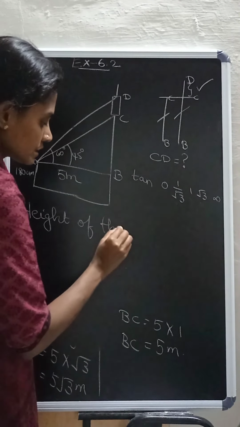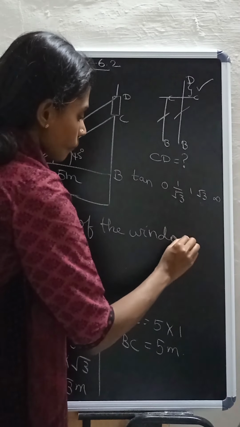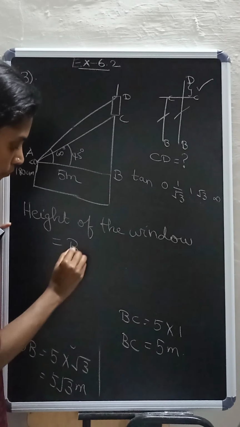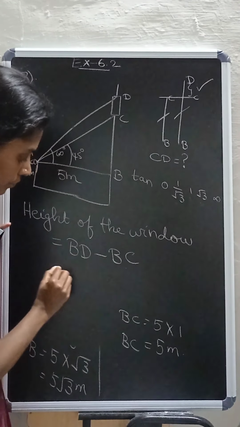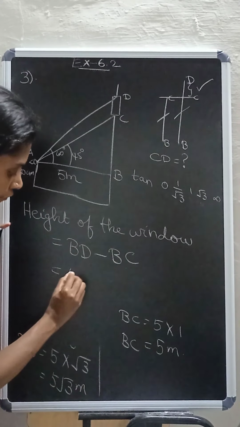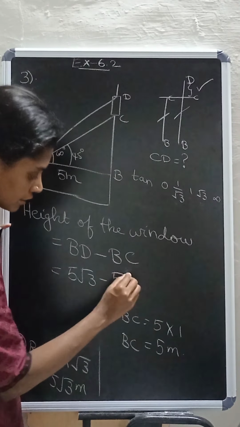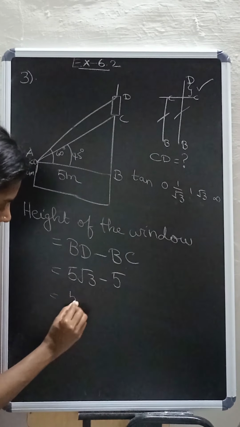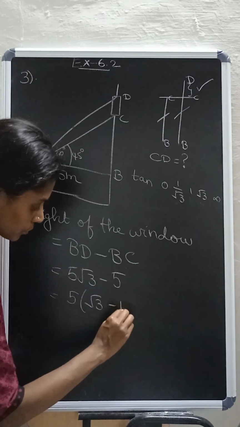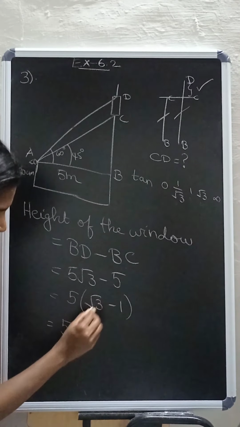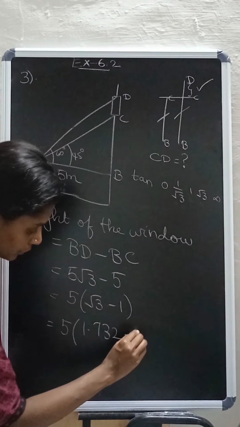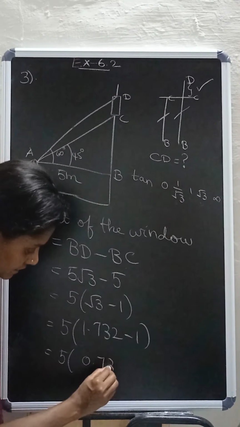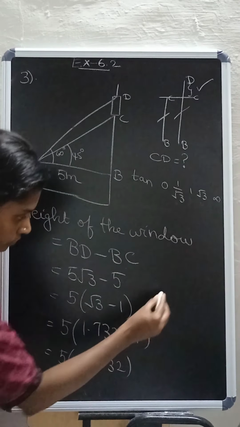Height of the window is BD minus BC. So BD is 5 root 3 minus 5. Take 5 common out, you will have root 3 minus 1. What is the root 3 value? 1.732. This minus this, 0.732.